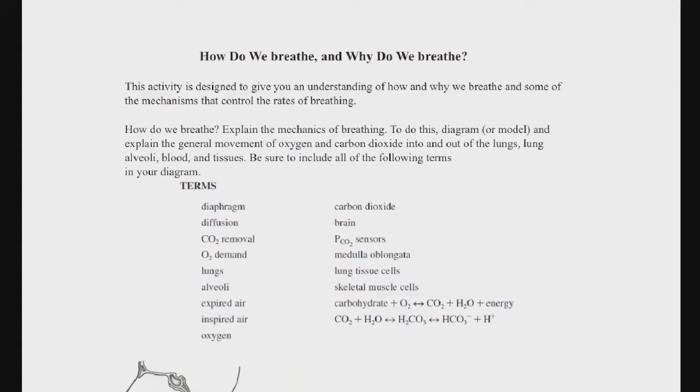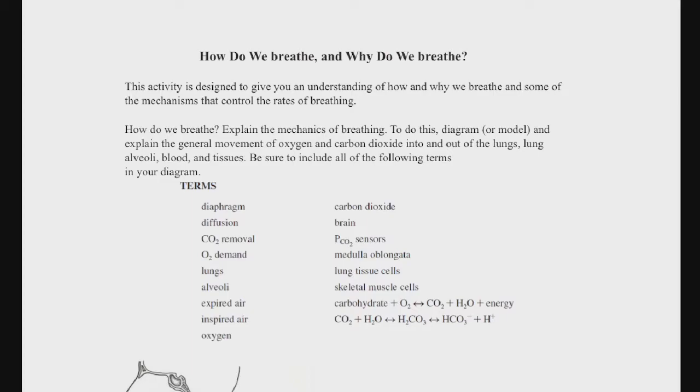All right. So this is the worksheet that we're going to be working on today. It's focusing on respiration and how that works. The beginning says, how do we breathe and why do we breathe? This activity is designed to give you an understanding of how and why we breathe and some of the mechanisms that control the rates of breathing. How do we breathe? Explain the mechanisms of breathing.